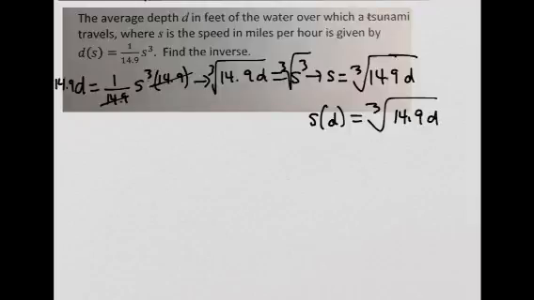So if you knew the depth of the water in feet, you can calculate the speed with this function, with the inverse function. Whereas with the original function, if you knew the speed of the tsunami, you can calculate the depth, the average depth of water in feet. Okay, so each one serves its purpose.